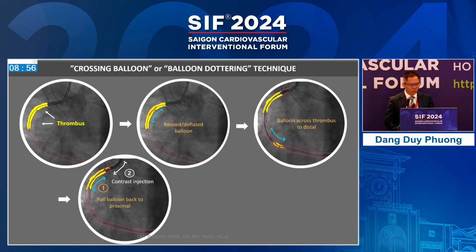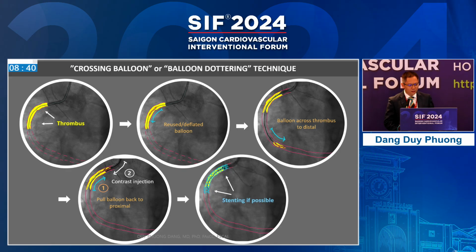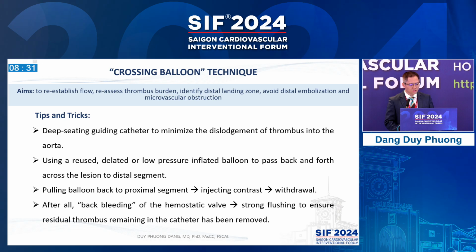We pull back the balloon, but when we pull back the balloon, before the occlusion, we inject a little bit of contrast to protect against the thrombus going out of the vessel. And after, if we see the landing zone, we stent if possible. That's the tip and trick for the dotting balloon.